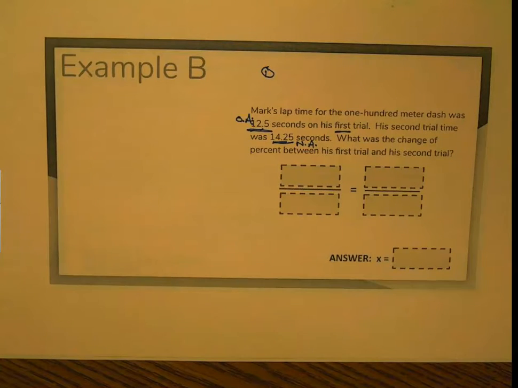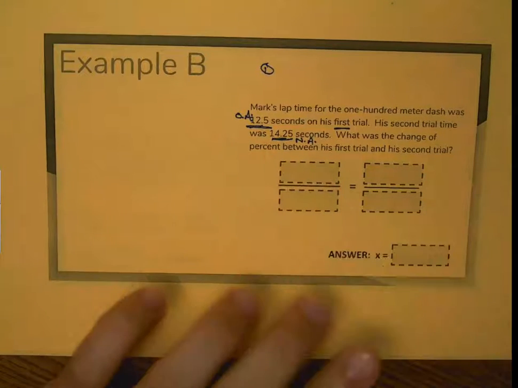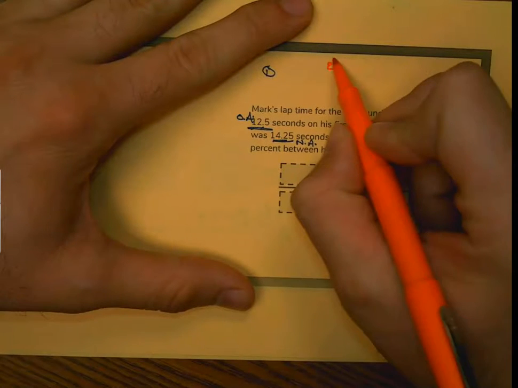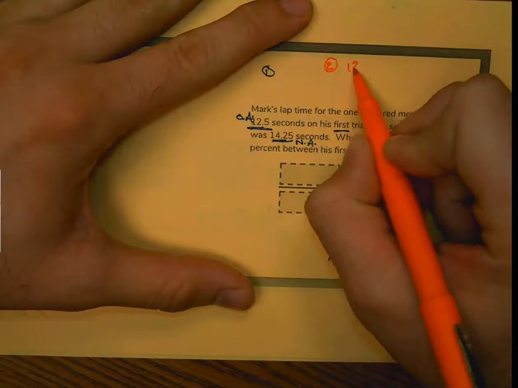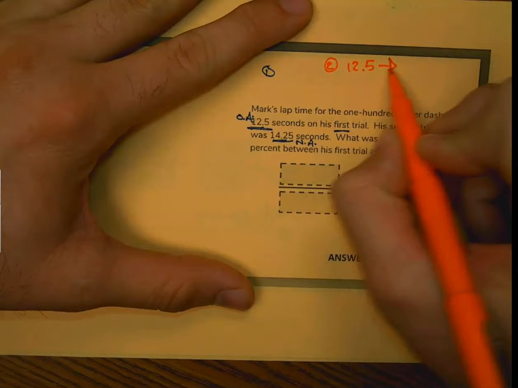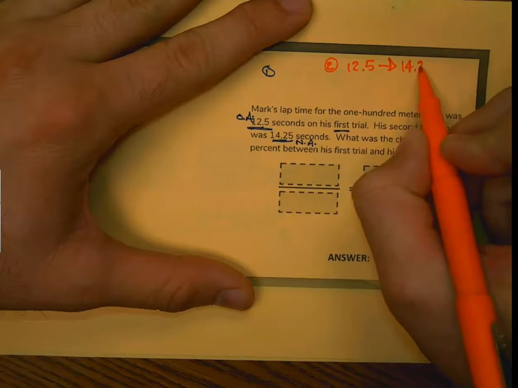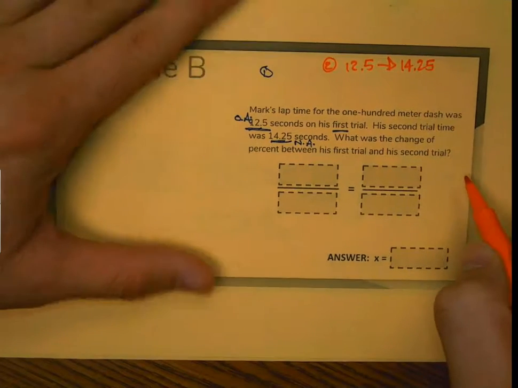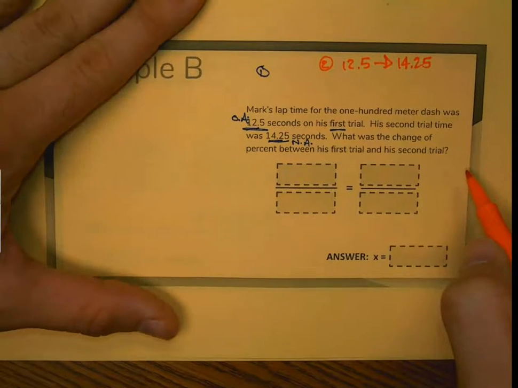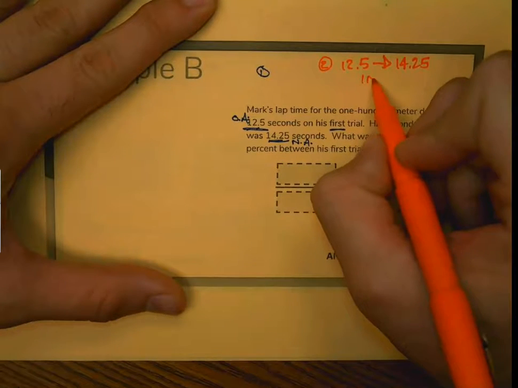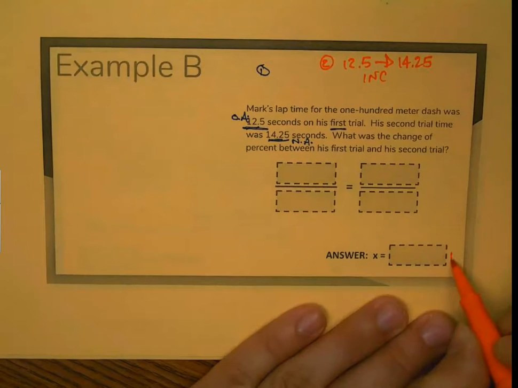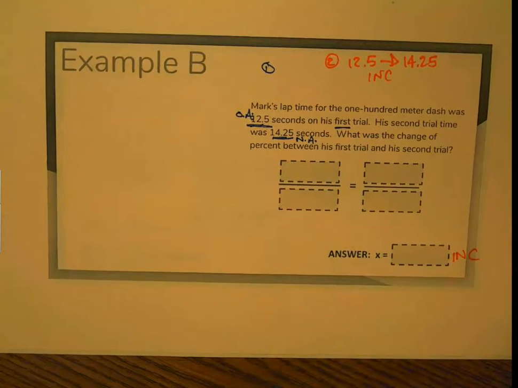Step two is to identify if this is increasing or decreasing. So it went from 12.5 to 14.25. Did that get bigger or smaller? It got bigger, so this is an increase. So our answer is going to be an increase.